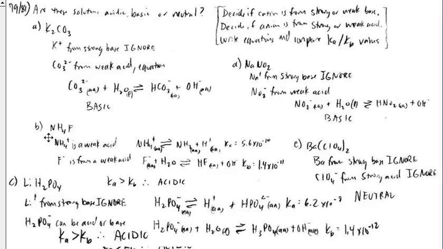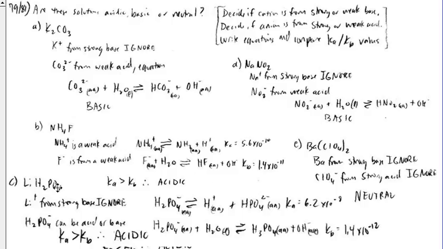For part B, you have NH4F. NH4 plus is a weak acid, and F- is from a weak acid, so F- will act like a base, which is why there's a Kb value here. So you have to compare the Ka and Kb. The Ka is greater than Kb, so therefore this will be acidic.